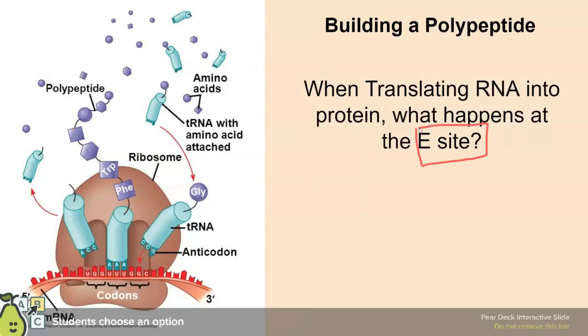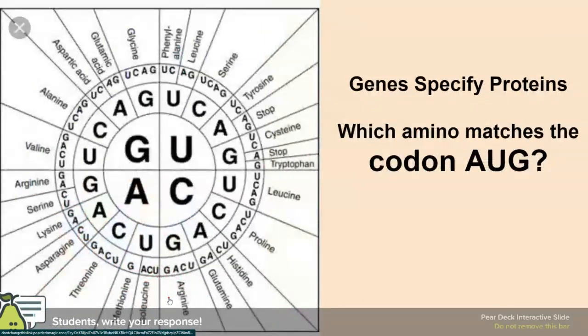Next is the E site, which stands for exit. The empty tRNA will be rejected to find its own new amino acid to be recycled. And this all happens in the 5' to 3' direction. We're always going to go in the same direction.